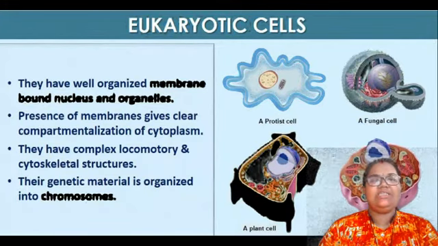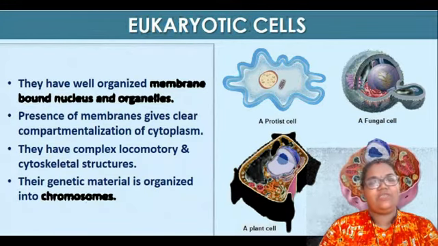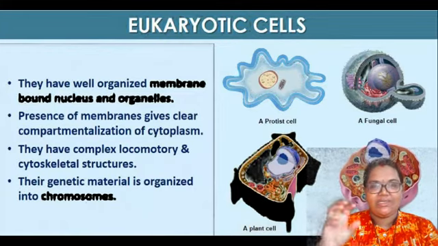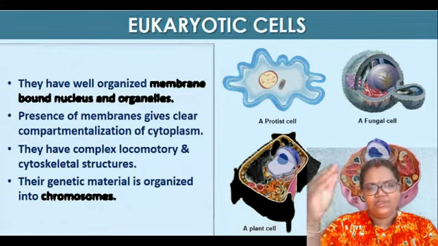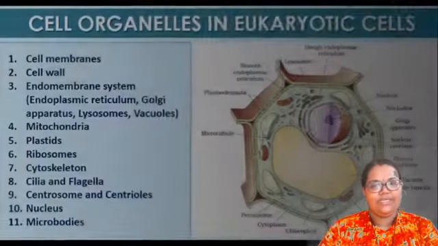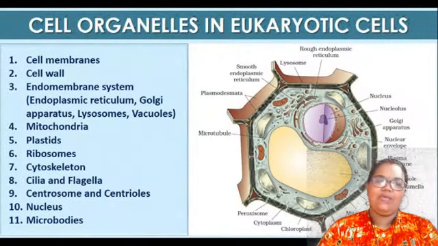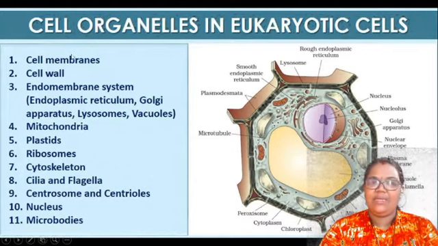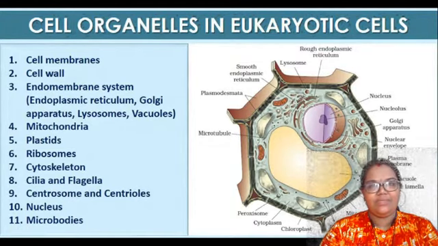Now we are going to discuss the different structures of that eukaryotic cell. What are the cell organelles and their functions? There are so many. First we will have an overview, then we will go into detail on each one. Here you can see the cell membrane, or plasma membrane, and the cell wall, which is common for plants and fungi. In animals, the cell wall is absent.